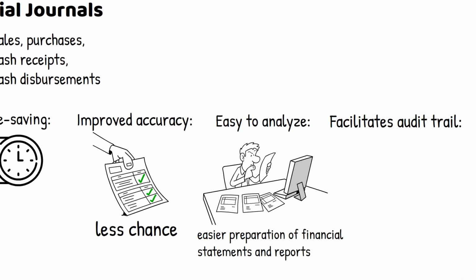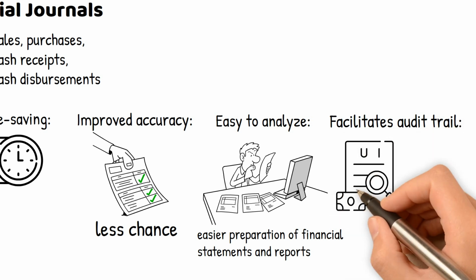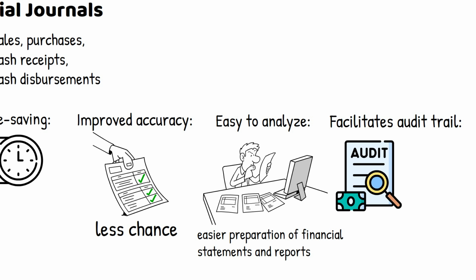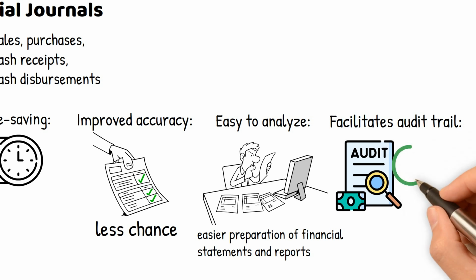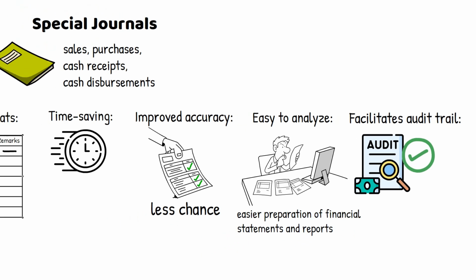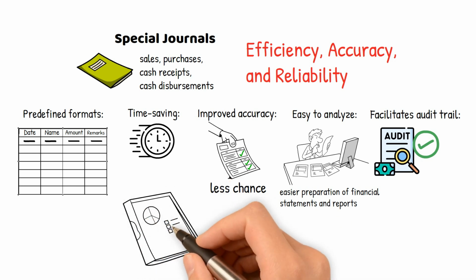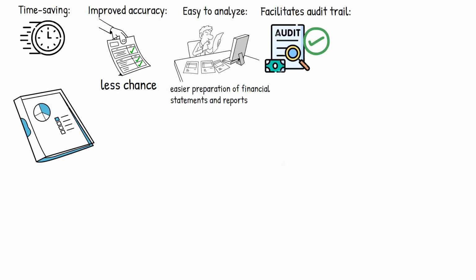Facilitates audit trail. Special journals provide an audit trail for transactions, which makes it easier to trace the flow of transactions through the accounting system. This is important for internal and external auditors who need to verify the accuracy of accounting records. Special journals can improve accounting records' efficiency, accuracy, and reliability. They are essential for any organization that wants to maintain accurate and organized accounting records.